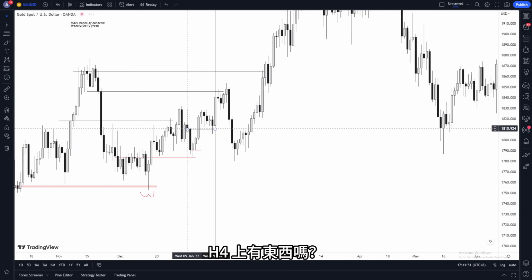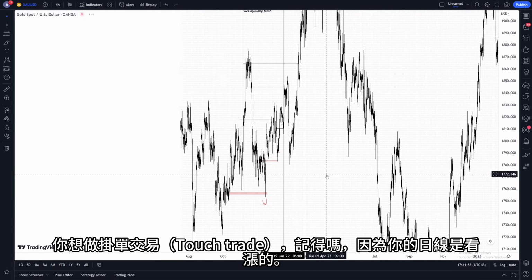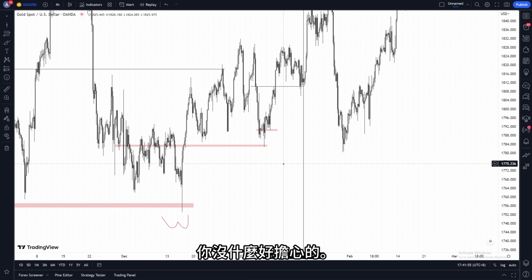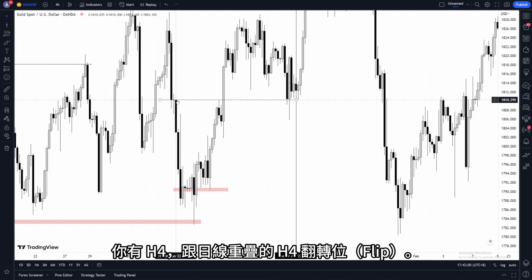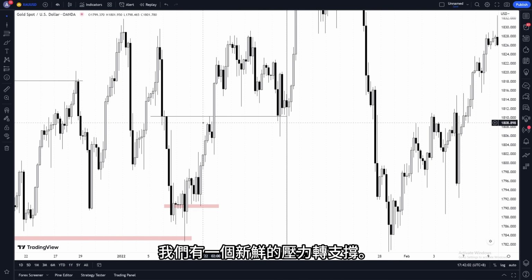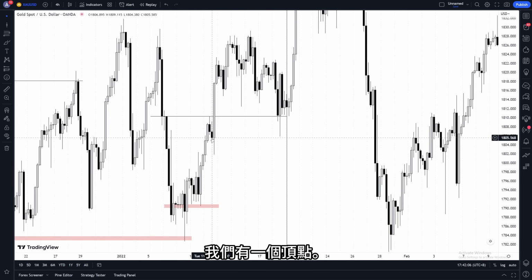Is there anything on the H4? So you go to the H4, okay. You want to take a touch trade, remember? Because your daily's bullish. You have nothing to worry about. Your daily's bullish, right? You have ourselves a H4 flip. Together with the daily, we have ourselves a fresh resistance becomes support. We have ourselves an open close. We have ourselves an apex.